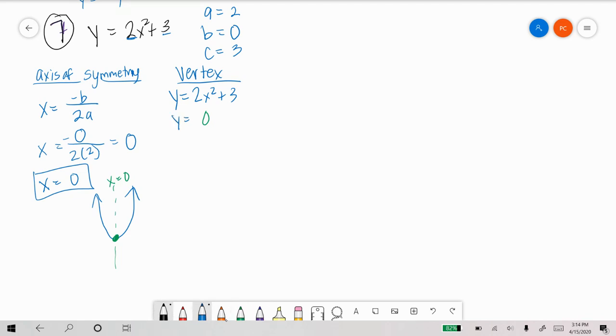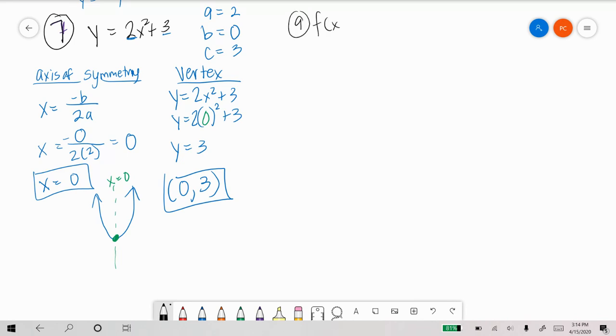So y equals 2 times 0 squared plus 3. 0 squared is just 0. Times 2 is still 0. So y is equal to 3. So that means the vertex is at the point (0, 3). And then, of course, the axis of symmetry was at x equals 0. Okay? All right.